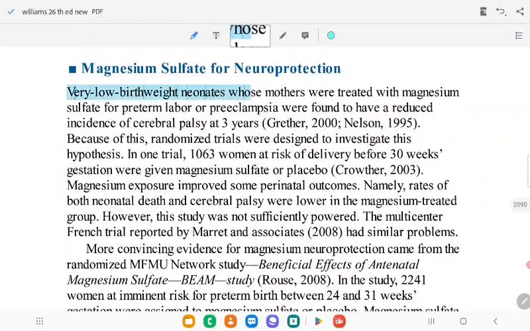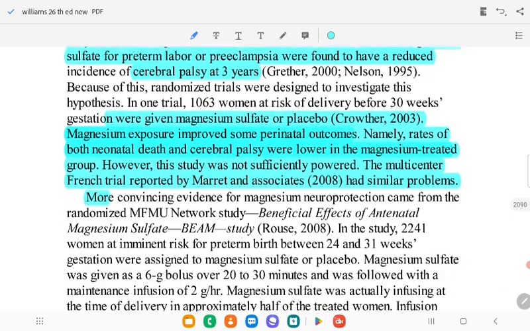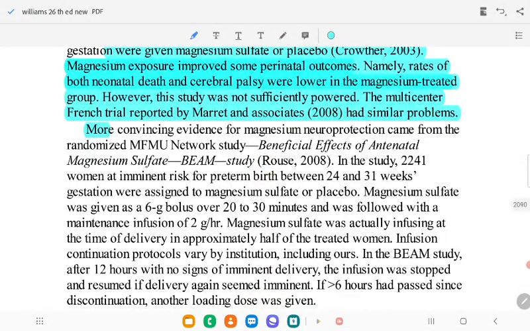Magnesium sulfate for very low birth weight neonates whose mothers were treated with magnesium sulfate for preterm preeclampsia or preterm labor was found to reduce the incidence of cerebral palsy at 3 years. Magnesium exposure improves perinatal outcome. Both neonatal death and cerebral palsy are lower in the magnesium-treated group. More convincing evidence for magnesium neuroprotection came from the randomized MFMU network study, the beneficial effect of antenatal magnesium sulfate, the BEAM study.